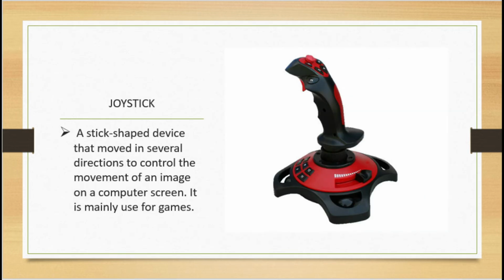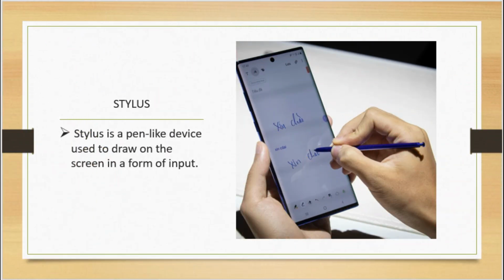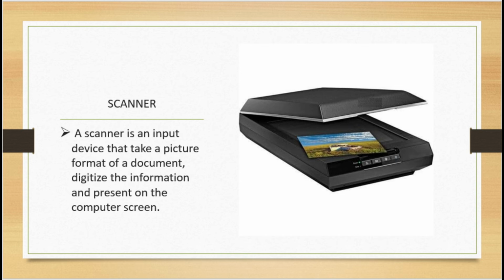On your screen is a joystick, mostly used for playing games, controlling images, and so on. Next up on the screen is a stylus. It's a pen-like device used to draw on the screen as a form of input. A scanner is also an input device that takes a picture format of a document and then displays it on the screen.